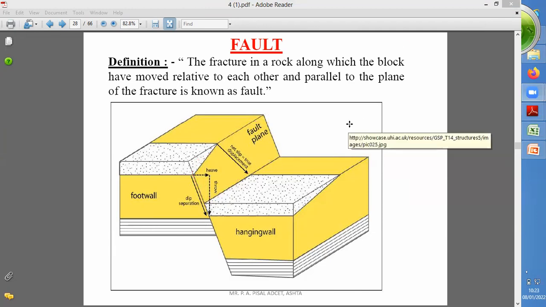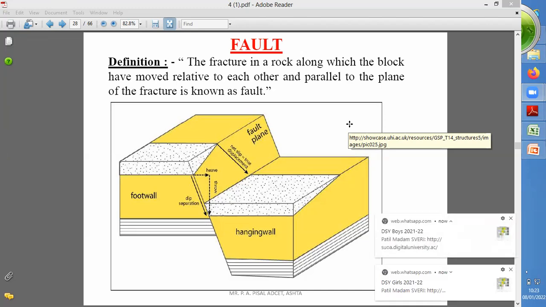Now, in the initial stage of the fold, we have discussed the different parts of the fold. Okay, like fold axis, fold plane, then core, crest, trough, hinge, etc. That we have discussed in the fold. Likewise, here in the fault, different parts are there for that fault, and those parts we have to discuss now. Okay, or terms. Those parts are also considered as terms used in the fault. Fault मध्ये ज्या terms use केले जातात त्या terms आपल्याला या ठिकाणी आता study करायचे आहेत. Okay.